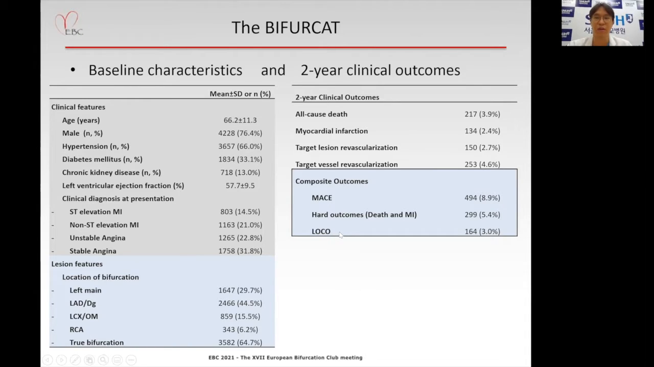For the 2-year clinical follow-up, the all-cause death rate was 4%, MI was 2.4%, and regarding the composite endpoint, MACE occurred in 9%. The hard outcomes, which we defined as death and MI, occurred in 5.4%, whereas the lesion-oriented clinical outcomes, which we defined as target vessel revascularization and target vessel MI, occurred in 3%.